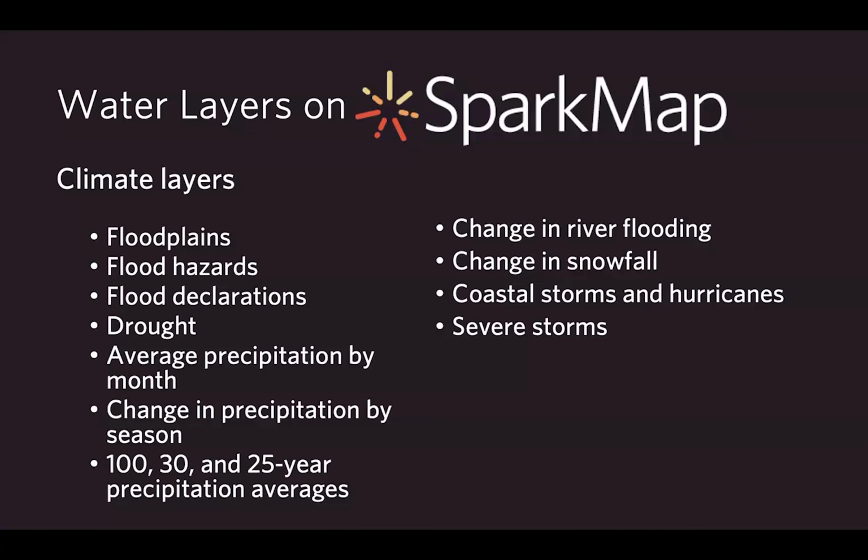So we have things like floodplains and flood hazards, flood declarations. We do have a drought layer, which comes to us from the drought monitor at the University of Nebraska. And that is one of our layers that's updated daily. And so that's real-time data that we're getting there. We also have lots of precipitation data, so change and averages over time, 100-year averages, and then changes in things like river flooding, snowfall. And then we do have some data related to storms, hurricanes, severe thunderstorms, those types of things that can be helpful.